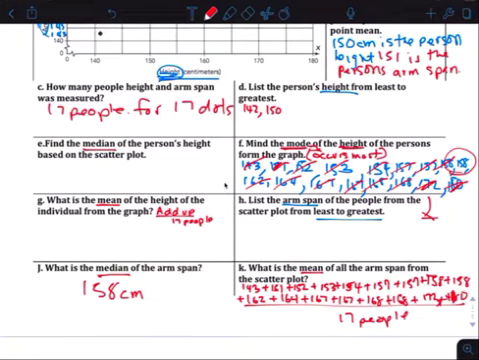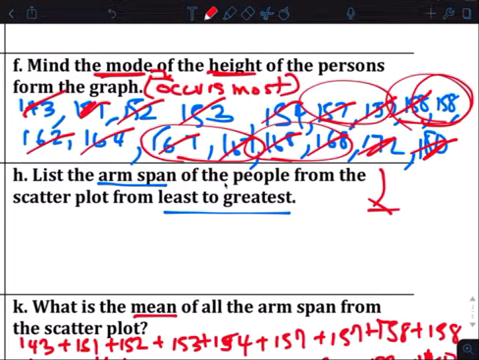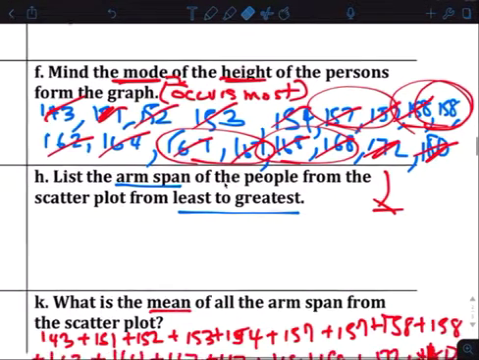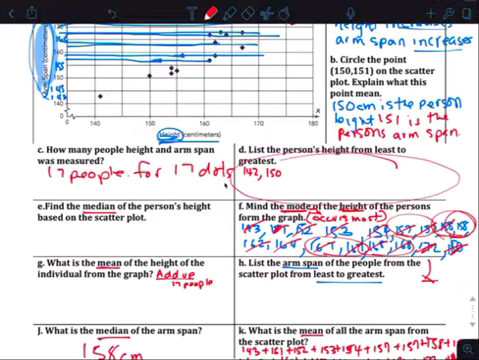Mode is the number that occurs the most. So in this case, there's one, that's a mode, this is a mode, that's a mode, this is a mode. There's three answers. But again, the mode you'll be listing is from here. You're going to use this list and find the mode of that, okay?